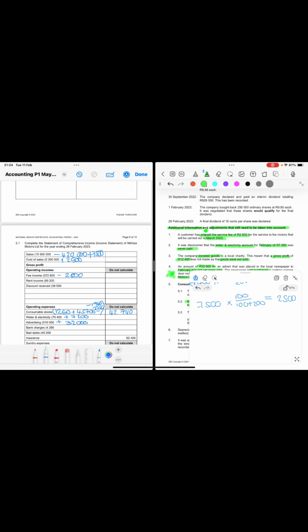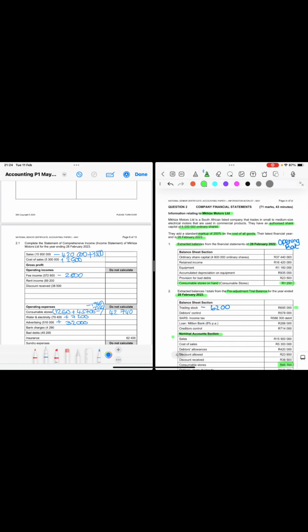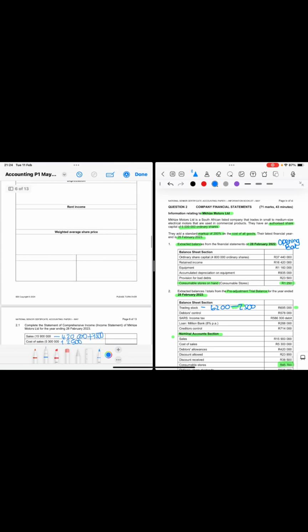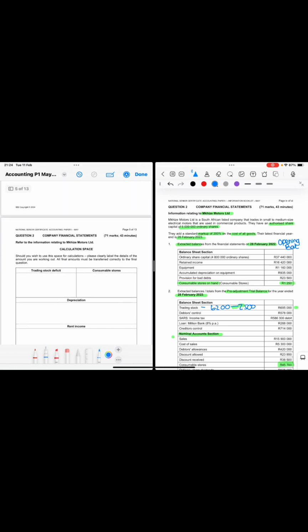On that sales transaction, we would have also recorded a reduction of 2.5. Minus 2.5. Okay, so now we're trying to calculate our trading stock deficit.